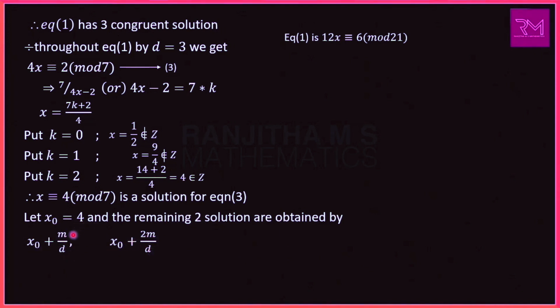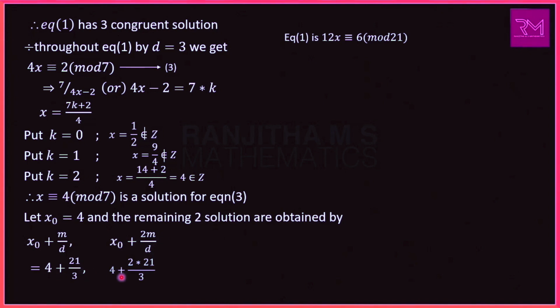Substitute x naught value is 4, m value is 21 and d value is 3. We get x naught is 4 plus m value is 21. This is because from the given linear congruence we know that m value is 21 and d is 3. So we substitute 21 by 3: 3 ones are 3, 3 sevens are 21, so we get 7 plus 4 as 11.